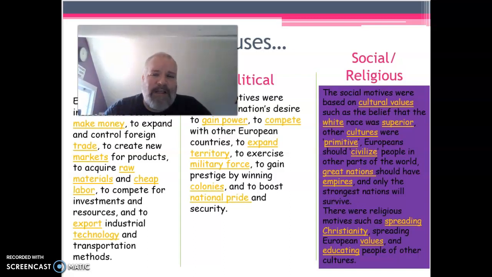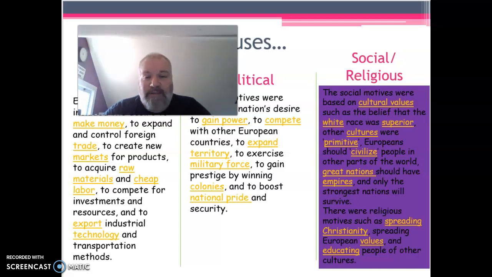And then there's social and religious values. So we're going to get into race a little bit because this is part of it. There were people living in England and other imperial countries like France who thought that the white race was superior to other cultures and that other cultures were primitive. And they also thought they needed to civilize those people.